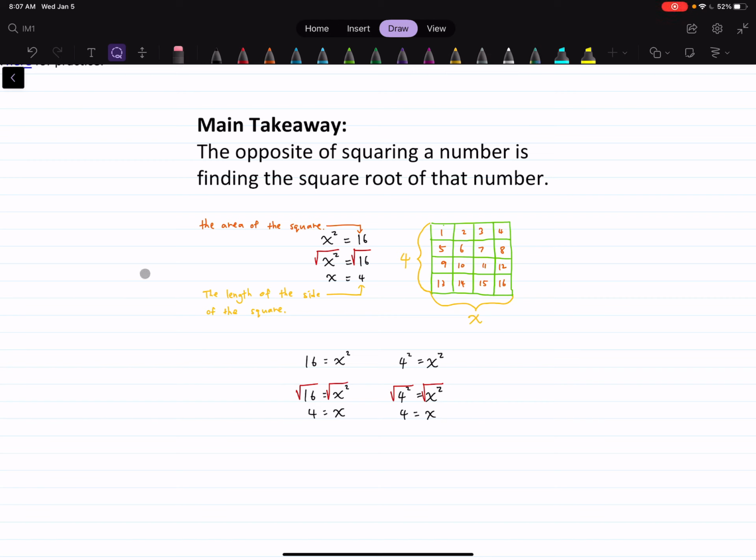Hello everyone. So right now I'm going to show you guys why the opposite of squaring a number is finding the square root of that number. And this is an actual really cool concept here. So let's take a look.